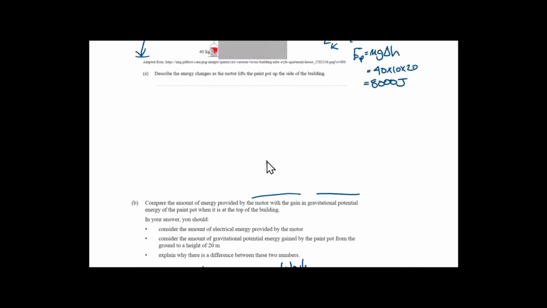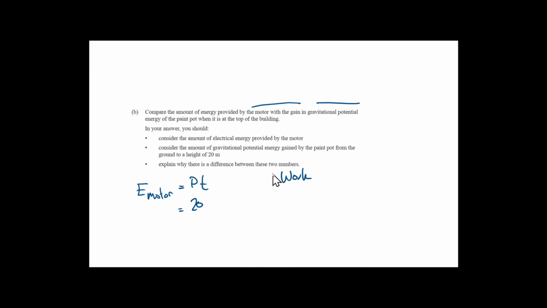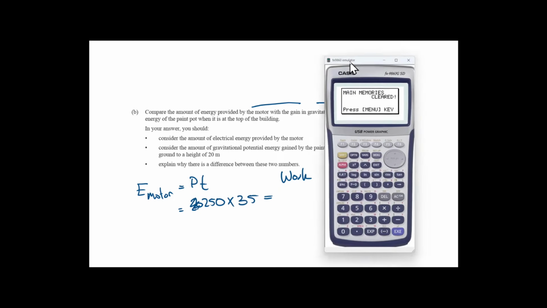So the energy that's used up by the motor, well, we know that that's going to be power times time. It's work, the amount of work. And remember, you can think of work as the energy expended to do something. So here we've got the power, which is what was it? It was 250 watts, 250 watts times 35 seconds. It's going to be a number.